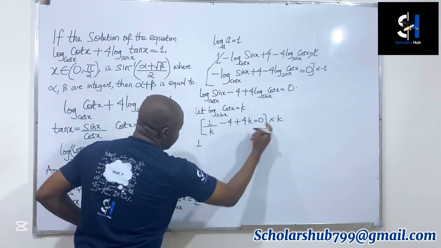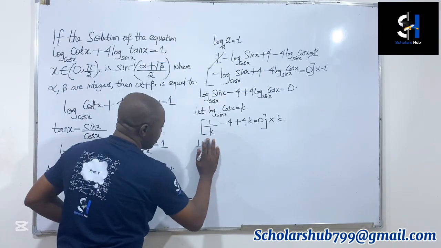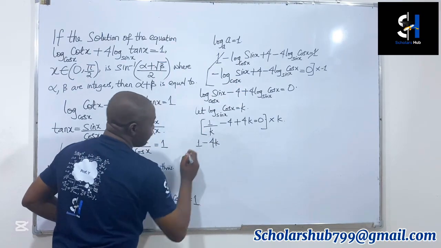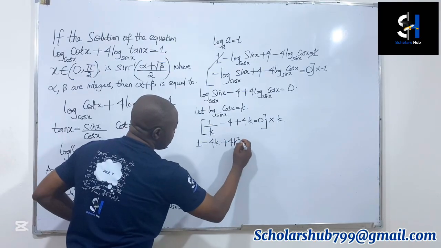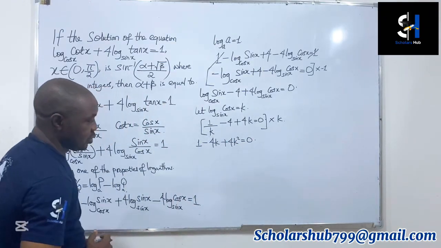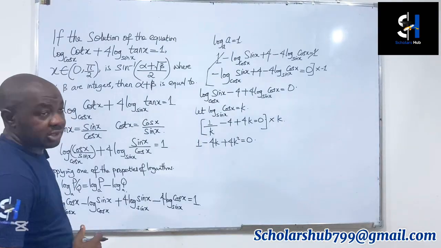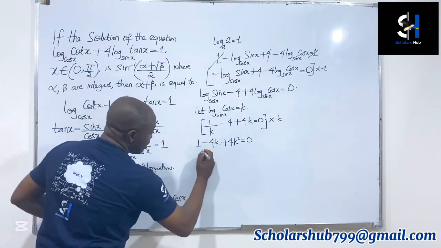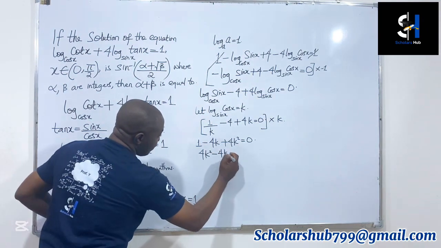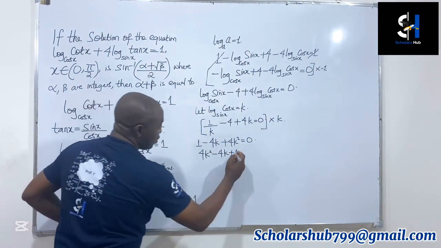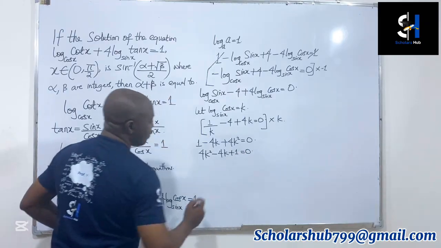Okay, negative 4 times k, that will be minus 4k. Then 4k times k, that will be 4k squared, and we have that equals 0. So now we have a quadratic equation. Now we can rewrite this as 4k squared minus 4k plus 1 equals 0.